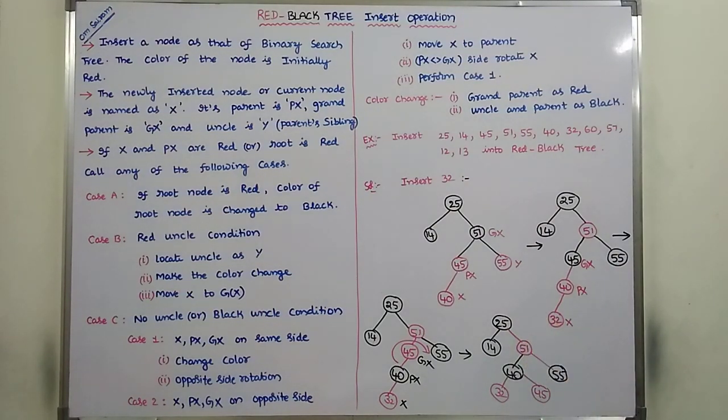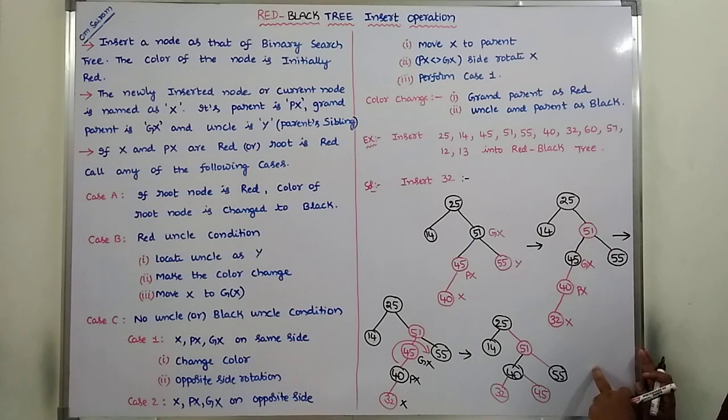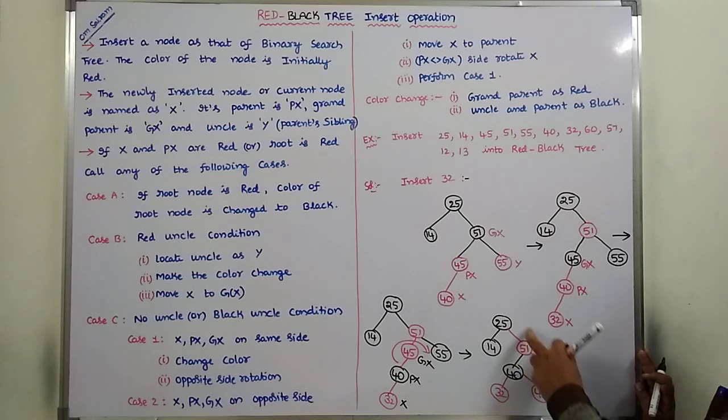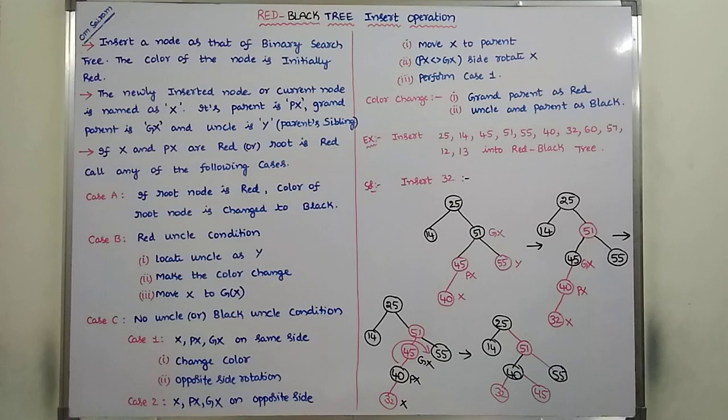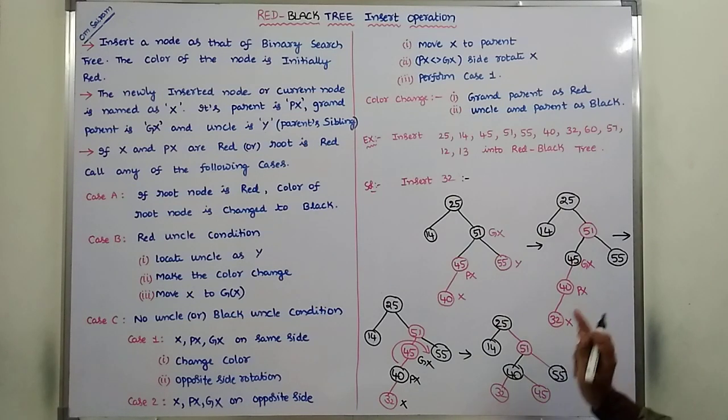Root node is black node. Are any two consecutive nodes red nodes? No. In this path there are no two consecutive red nodes. In this path there are no consecutive red nodes. In this path there are no two consecutive red nodes. In this path also there are no two consecutive red nodes. Okay, up to now, up to 32, this is the red black tree.